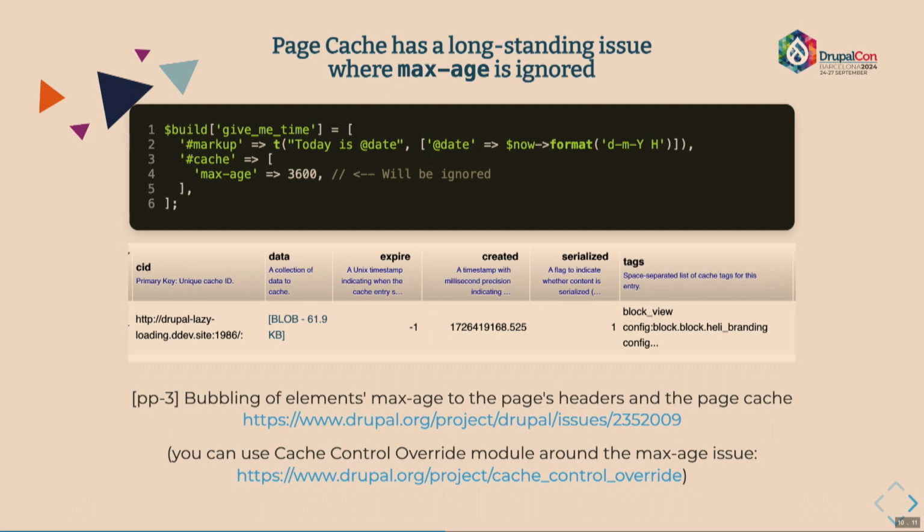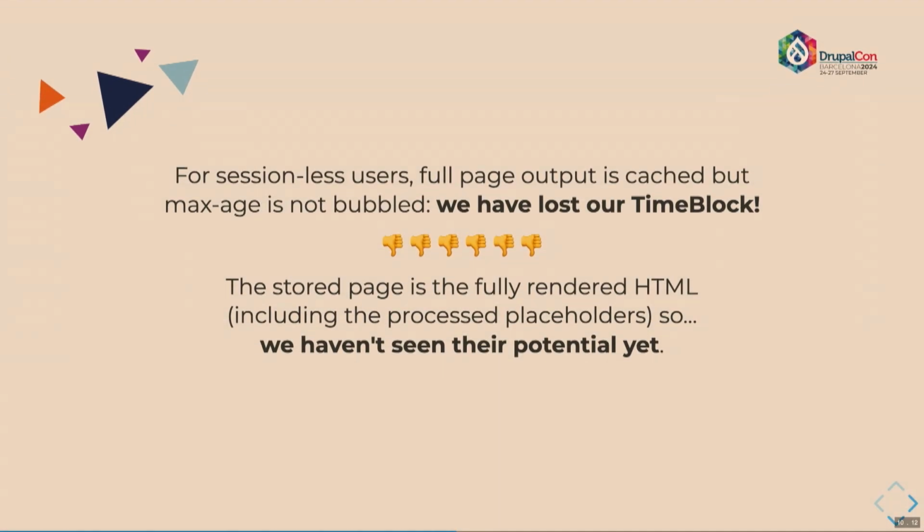The first one is that page cache has a long-standing issue where max age is not bubbling up to the page, it's ignored. You can see, for example, here in the tests I made that the expire should be 60 seconds, it's not. By the way, you have Cache Control Override, a module that you can use to work around this issue, because it has not been solved yet. And also, this means that we have lost the time block right now for sessionless users, and also the placeholders, we haven't seen their potential yet, because the page cache is storing in the database the full output of the page. So we are in the same scenario.